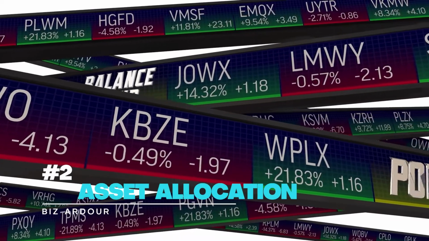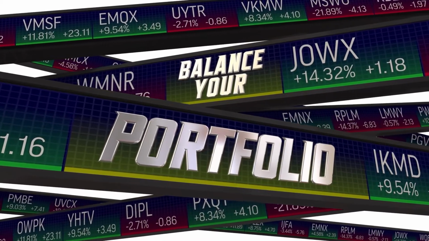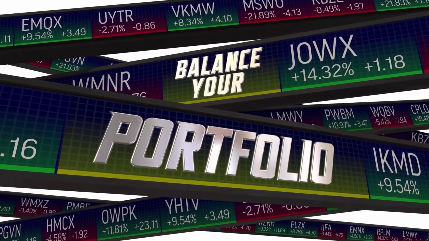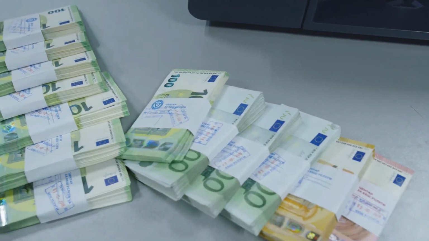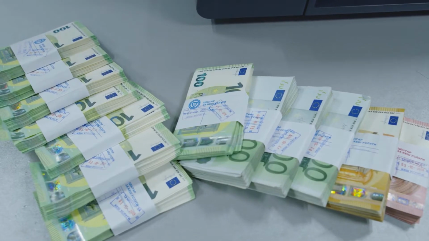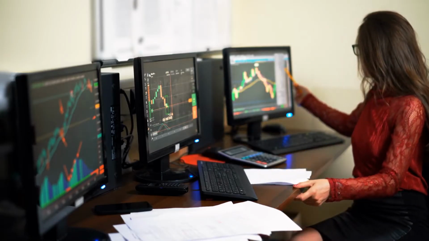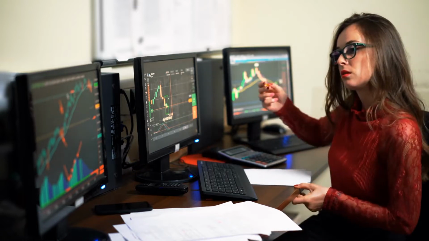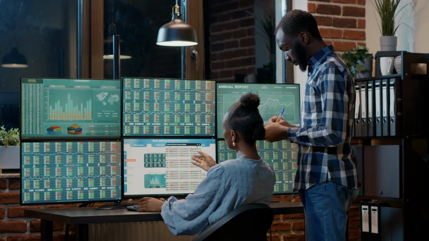Number 2. Asset allocation. Asset allocation, which means allocating a portion of a portfolio to different asset categories such as stocks, bonds, commodities, and cash for the purposes of diversification, is a powerful investing tool. The low investment threshold for most ETFs makes it easy for a beginner to implement a basic asset allocation strategy, depending on their investment time horizon and risk tolerance.